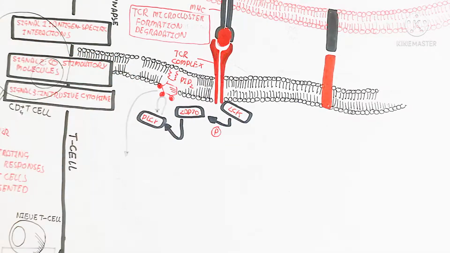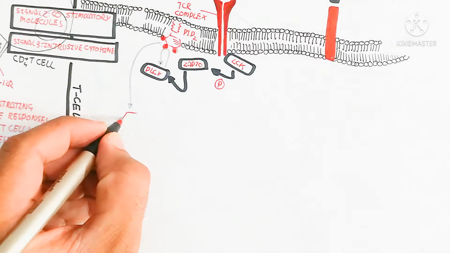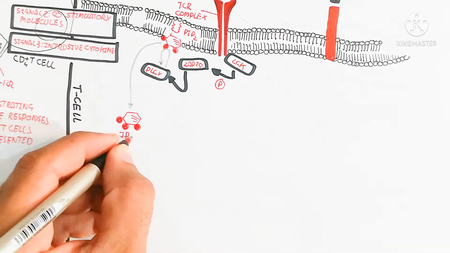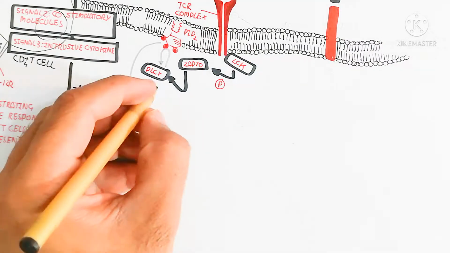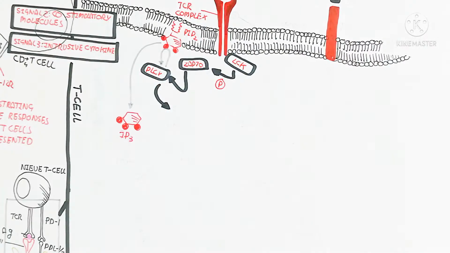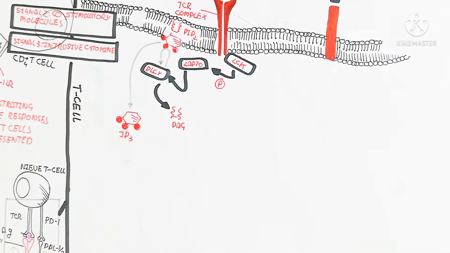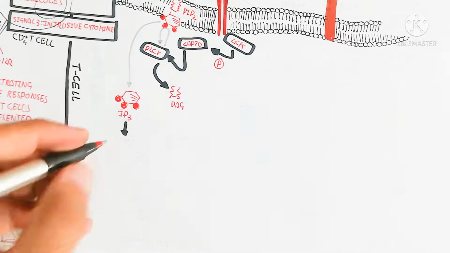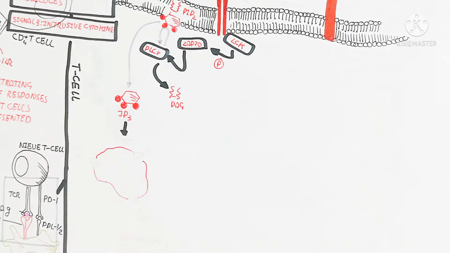ZAP70 activates the enzyme phospholipase C gamma. This breaks down PIP2 into IP3 and diacylglycerol, which separate. Diacylglycerol stays in the cytoplasmic membrane, but I am drawing it here just for understanding.